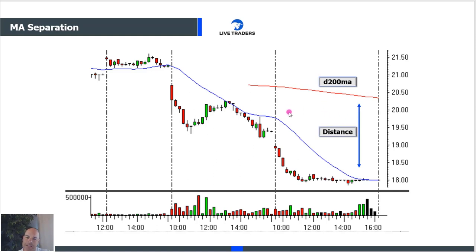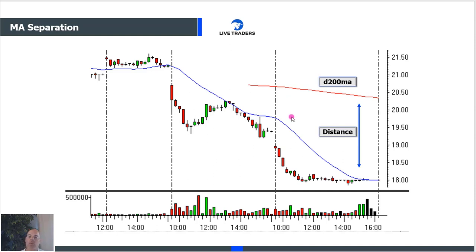Look at the distance. They started over here where the 200 was sitting at about 20.50, and the 50 was sitting at about 19.50, right? A dollar apart right there. Notice by the time they get down here, the 50's at 18 and the 200's at 20.30. That range expanded away from me, okay? That's what you're after here, right? That is what you're after.